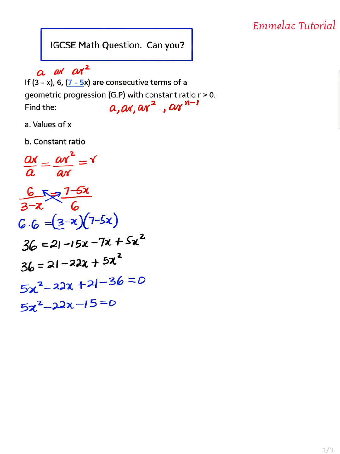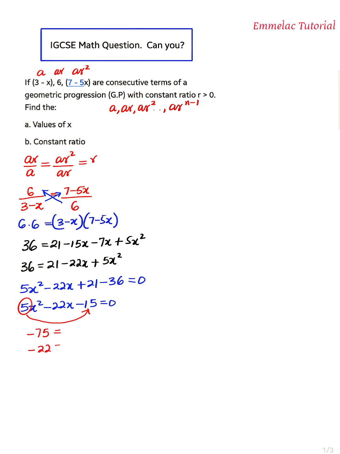The next thing we need to do here is to factorize this equation. So how then do we factorize? Take note, first our quadratic term has a leading coefficient of 5, right? Since it has a leading coefficient greater than 1, all we need to do is multiply this leading coefficient by negative 15, and that should give us negative 75. And we can see that our sum here is negative 22.